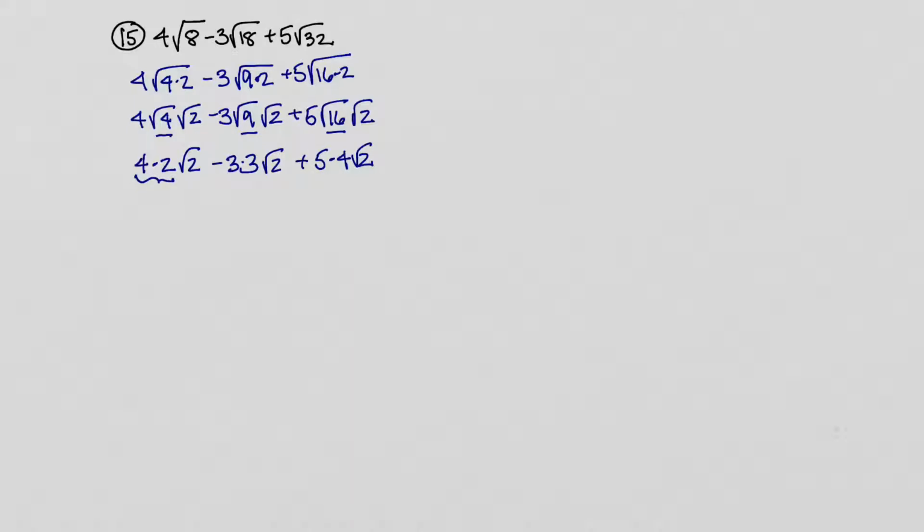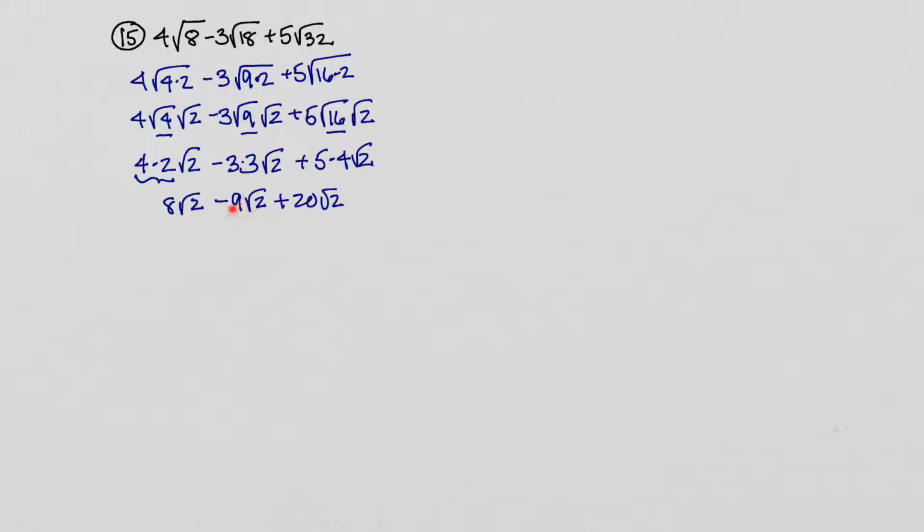Now here, the 4 and the 2 are outside, so we can combine those. 4 times 2 is 8 square roots of 2, minus 3 times 3 is 9 square roots of 2. And then we're going to add 20 square roots of 2. So look what we're doing. We've got 8 of these, then we're going to subtract 9 of those, and then we're going to add 20 of them. Right? So let's just do them 2 at a time.